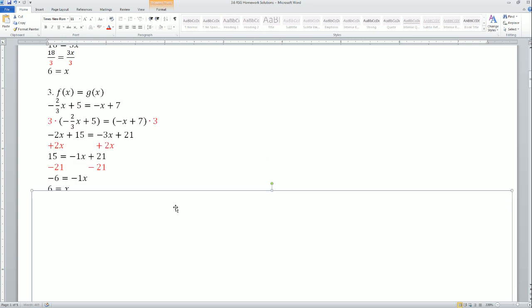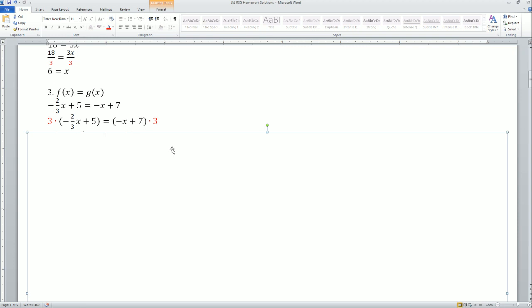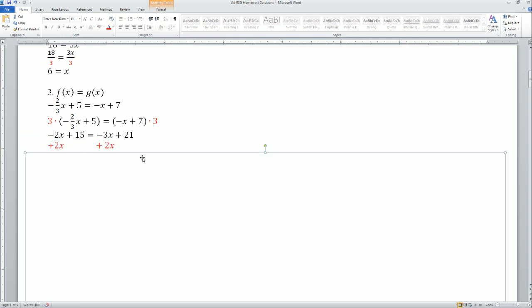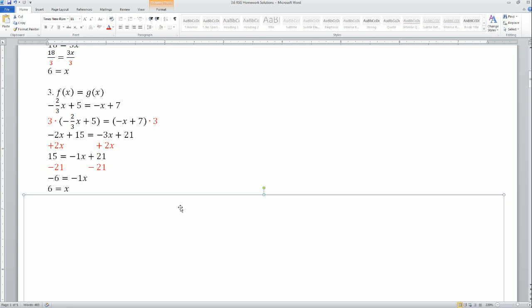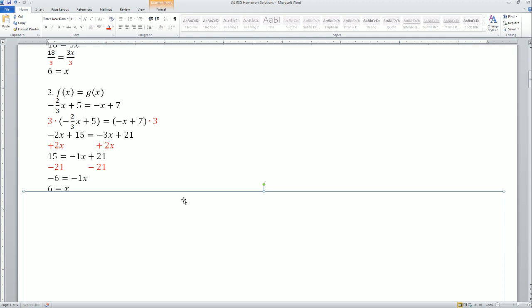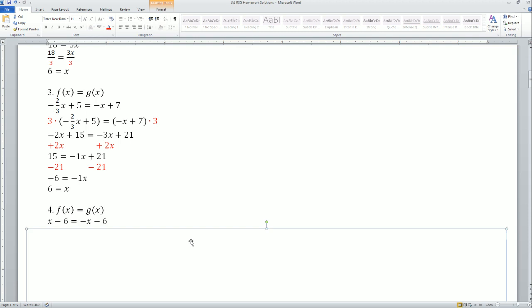Set equal to each other. I try to get the denominator to 1, so I multiply by 3 on both sides. Okay, then I add 2x to both sides because I want to combine the variables. Minus 21 from both sides because I'm trying to combine the constants. Here it's still negative 1, so I have to divide by negative 1, so x equals positive 6.